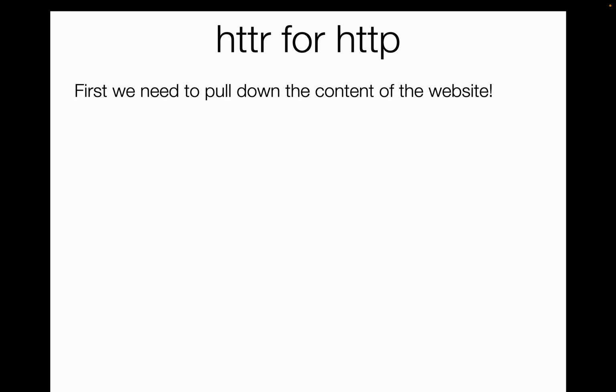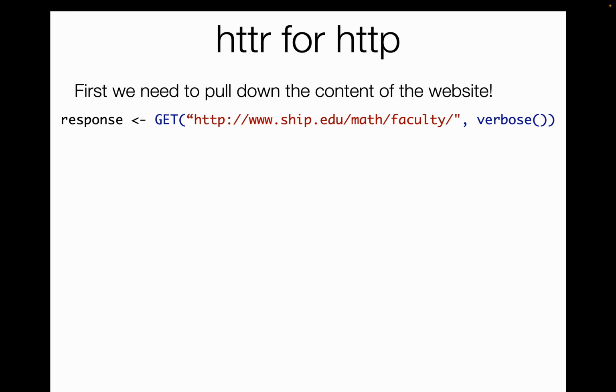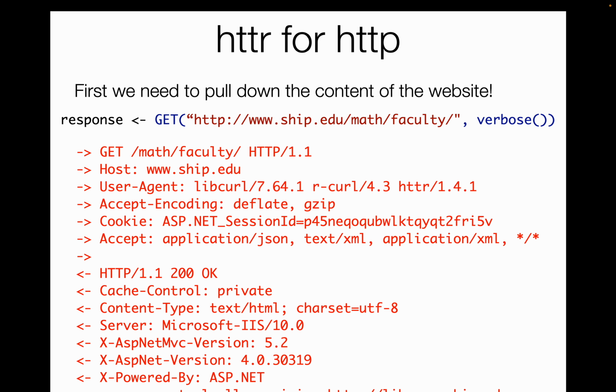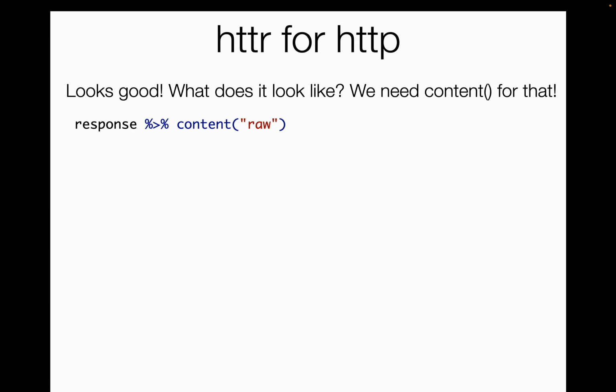First we need to pull down the content of the website, and here is that. I have it verbose again so we can see everything. That's the response. Here's what it looks like. There are lots of things that we don't really need to worry about too much, but we do see that it happened and it was okay. That's great. So now how do we work with that response?